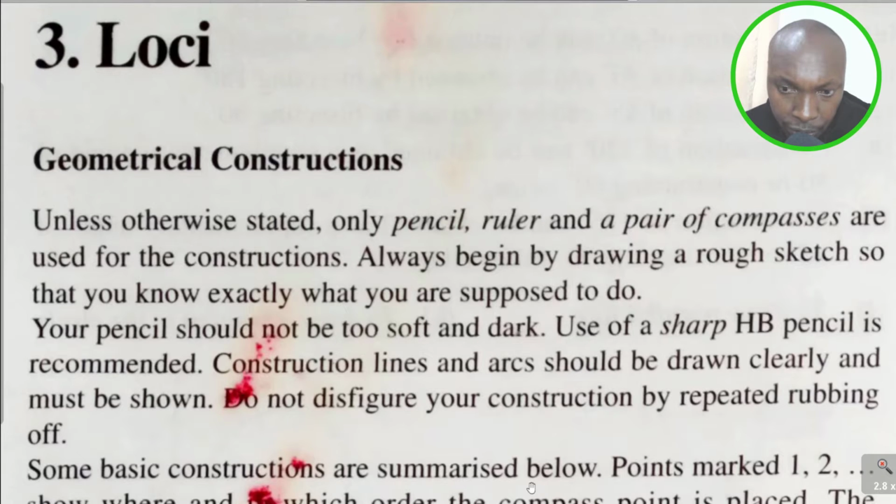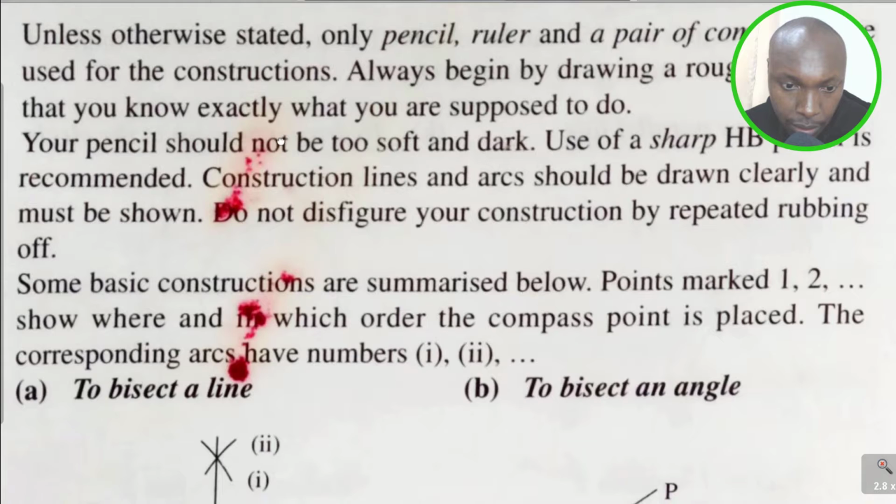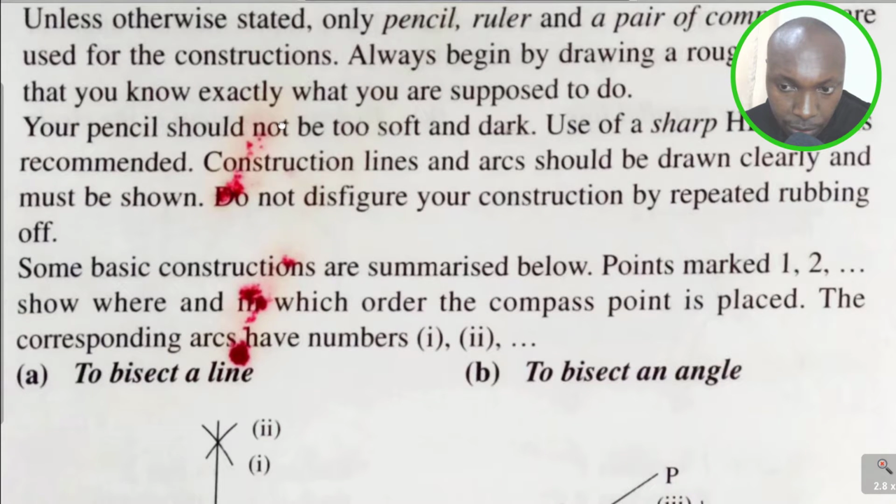Begin by drawing a rough sketch in most of the questions on construction before you go to the actual drawing or construction. The pencil should not be too soft or dark. Make sure that it is a sharp HB pencil. It is recommended you use that. Then the construction lines and arcs should be drawn clearly and must be shown. Do not disfigure your construction by repeated rubbing off. That is very important. Then some basic constructions are summarized below.